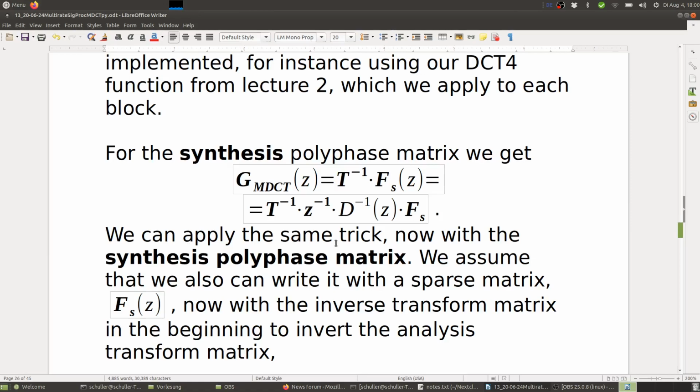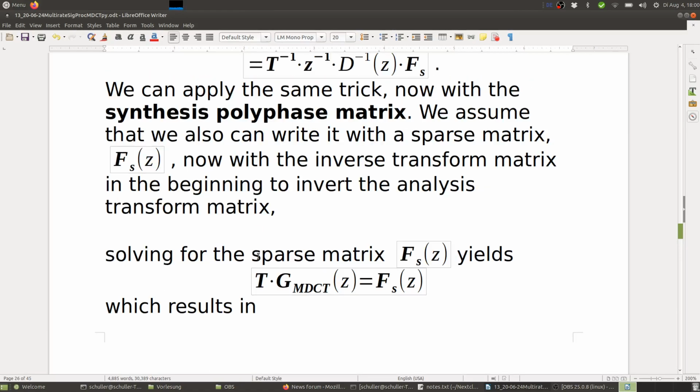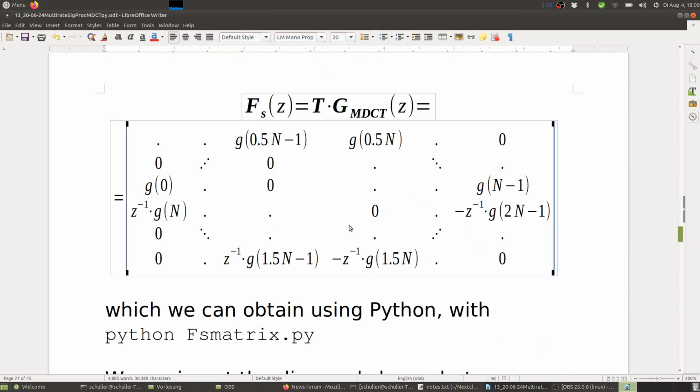So we can apply the same trick now with the synthesis polyphase matrix. We assume that we also can write it with a sparse matrix Fs. So we can check it now if Fs is really sparse. Now with the inverse transform matrix in the beginning to invert the analysis transform matrix. Solving for the sparse matrix Fs yields T times G Mdct equals Fs of z. And this results in this matrix.